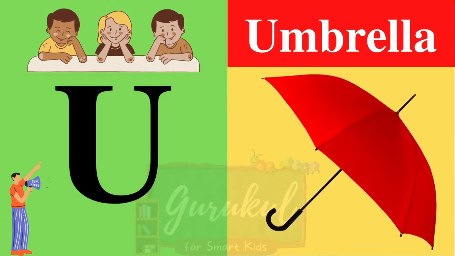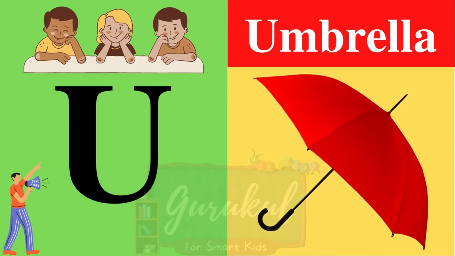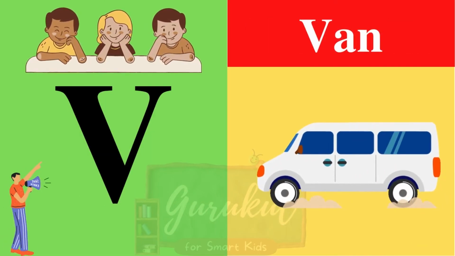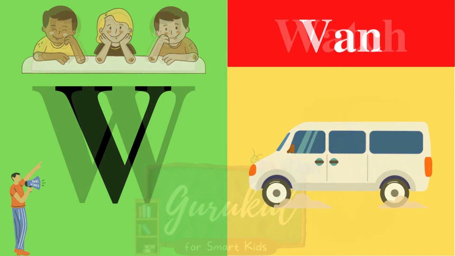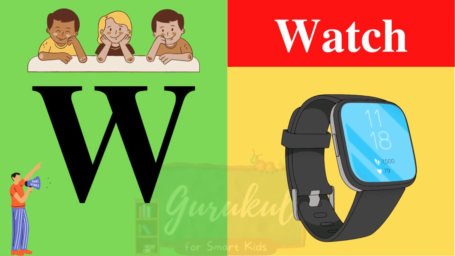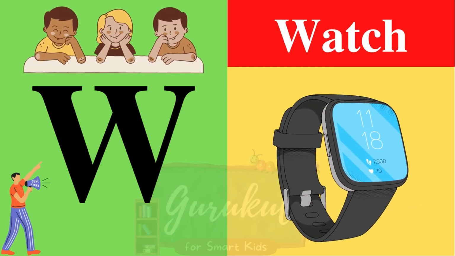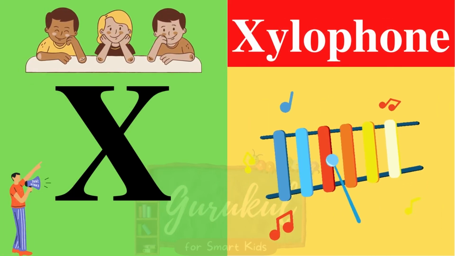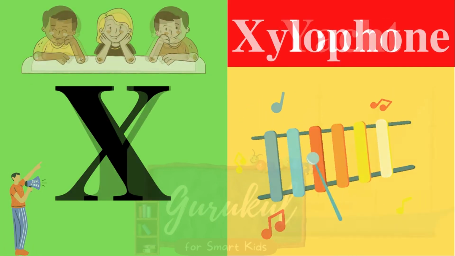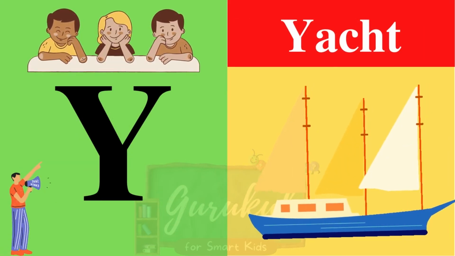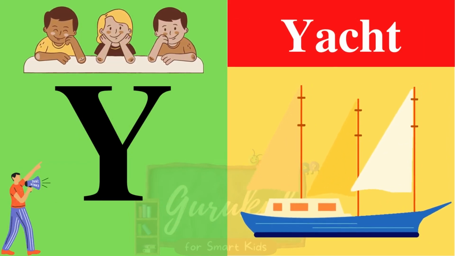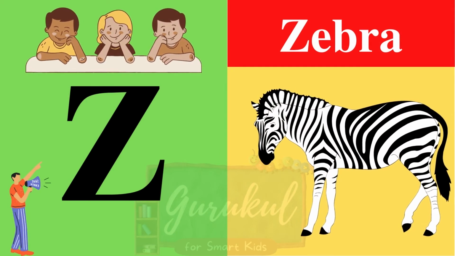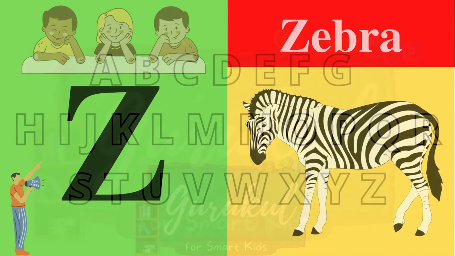U for umbrella. V for van. W for watch. X for xylophone. Y for yacht. Z for zebra.